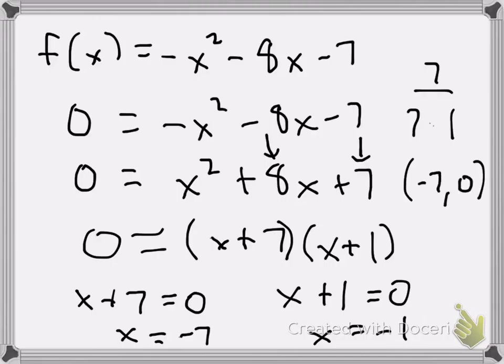The y value has to be 0. That's how we got this thing. So -7, 0 would be my first solution. -1, 0 would be my second solution. Those are the two ordered pairs that will be the x-intercepts for this graph.